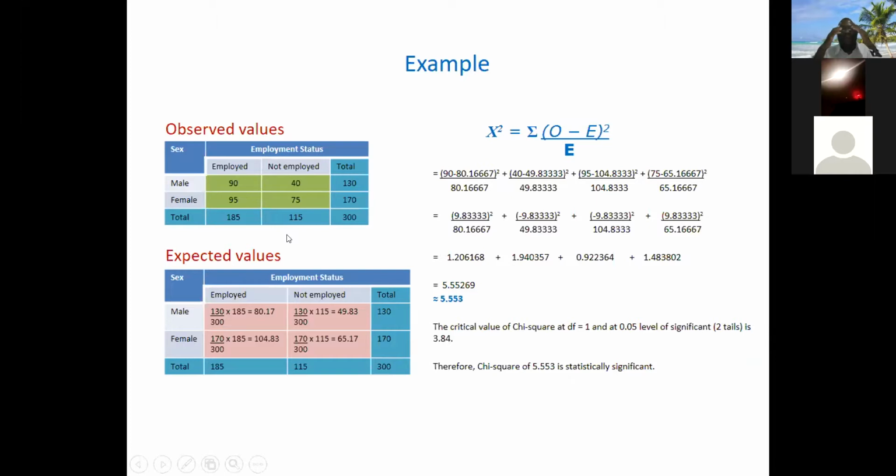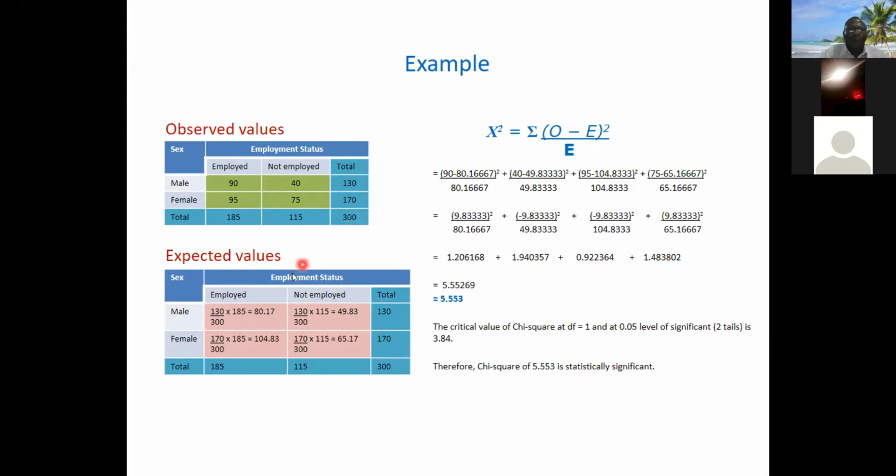That's the expected value. And the intelligent people now say, okay, what we can do is that if that is true, the number of males that are employed should be proportional to the total number of males relative to the total. Look at it now. How many males do you have? You have 130 males out of 300.